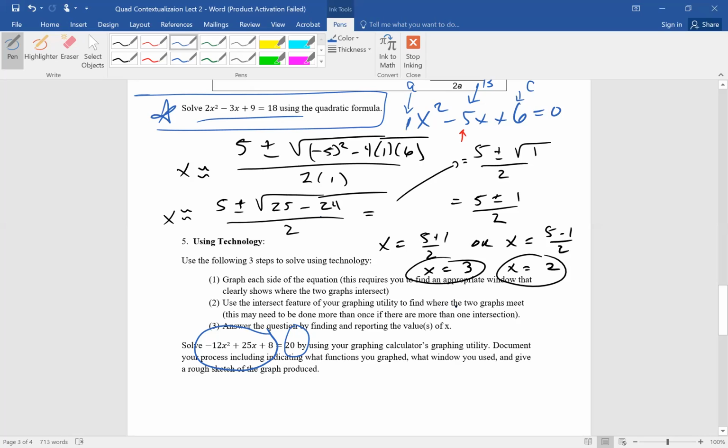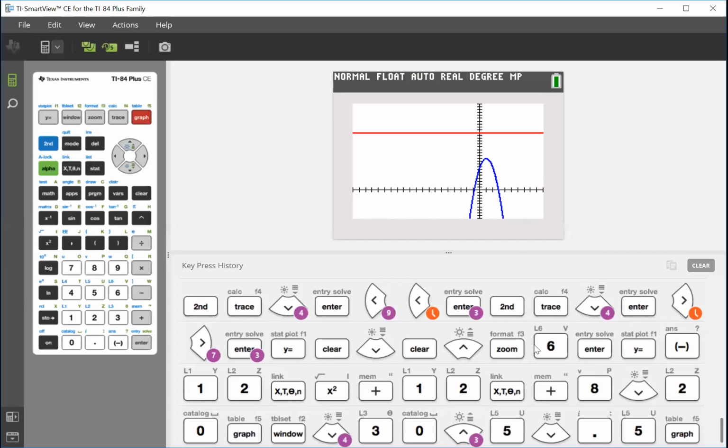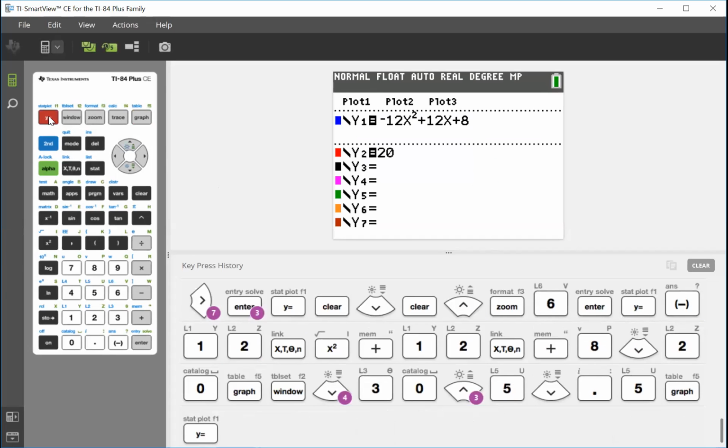So minus 12x squared plus 25x plus 8 and equals 20. So we got it all straight. But if you're looking at this function in this case, they never cross. And again, I'm double checking everything. Minus 12x squared plus 12x. Oh, I got it wrong. There's my mistake.